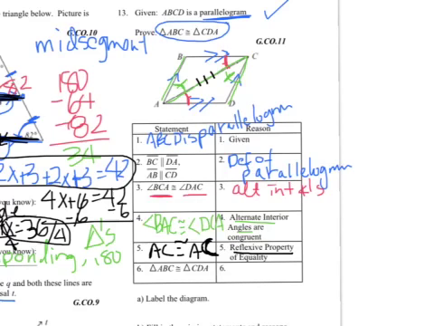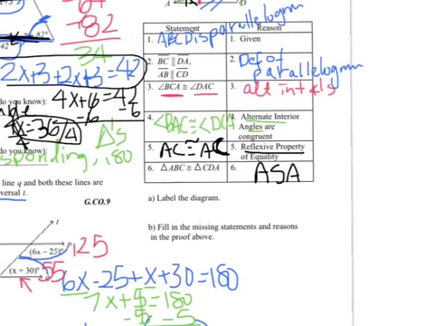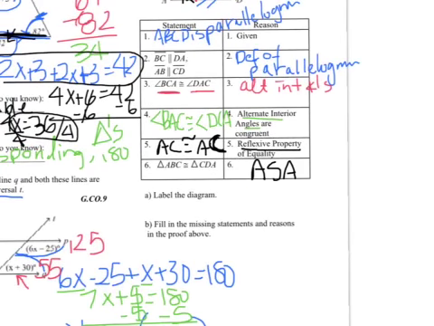And then the last question is, why are they congruent? I hope that you see that they have this angle, this side, and this angle in both triangles. This angle, this side, this angle. So by ASA, we know that they're congruent. And the last part is just to double check. It said label the diagram, and we did that, and we filled in the missing reasons.